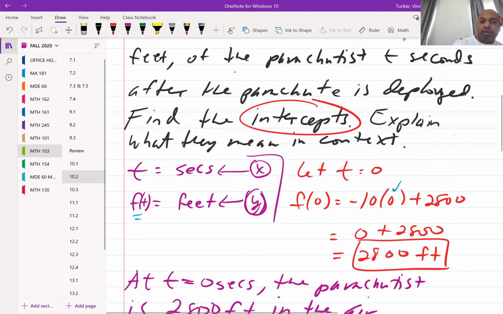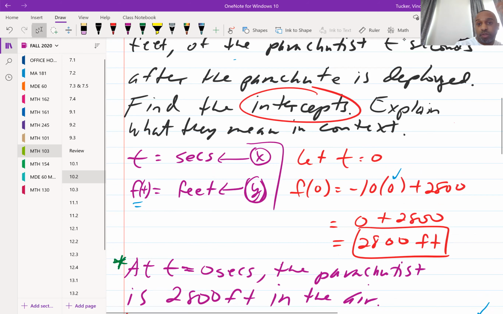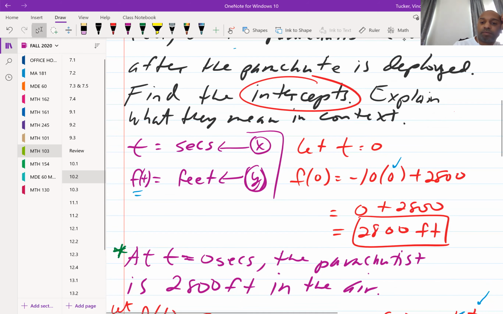So remember, they told us to explain what that means. Here's what that means. At t equal to 0 seconds, the parachutist is 2,800 feet in the air. So before the parachutist jumps, he or she would be 2,800 feet in the air. Because remember, t represents seconds after the parachutist jumps or is deployed.